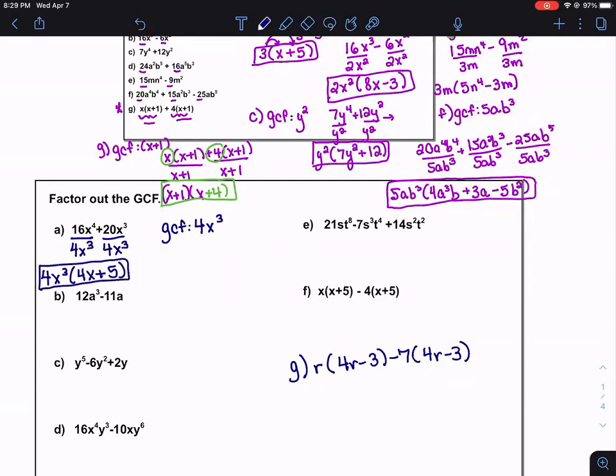So what you're actually doing is you're undoing the distributive property. The distributive property would have been to give out the term into each part in the parentheses. So what you're doing right now is you're actually undoing that. Again, let me go over all of them and then I'll open up for questions. 12 and 11 do not have anything in common, but a to the 3 and a to the 1 have a in common. So the GCF would only be a in this case.